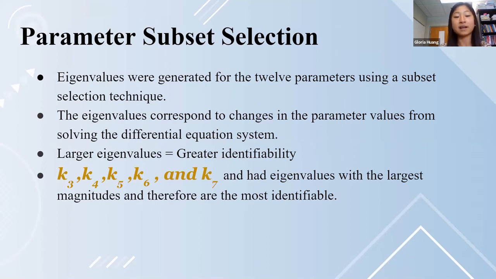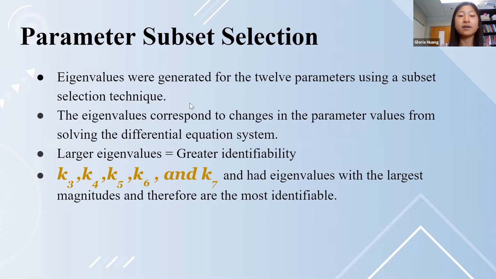Therefore, this work aims to find which parameters have larger associated eigenvalues to conclude identifiability. So after running the subset selection for various combinations, I noted that each patient had varying eigenvalue magnitudes for each parameter. The parameters with the highest magnitudes were documented, and these results show that K3, 4, 5, 6, and 7 had eigenvalues with the largest magnitudes and are therefore the most identifiable. These results match the results of the 3-dimensional graph construction, except that K3 was also able to be identified.